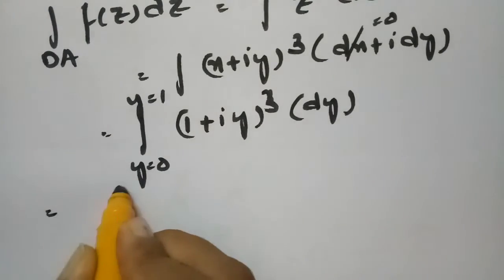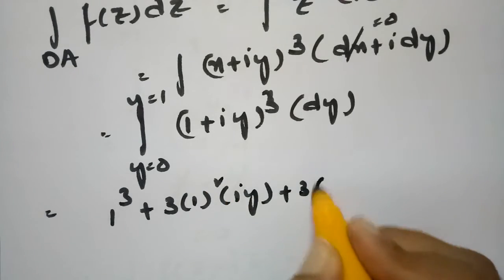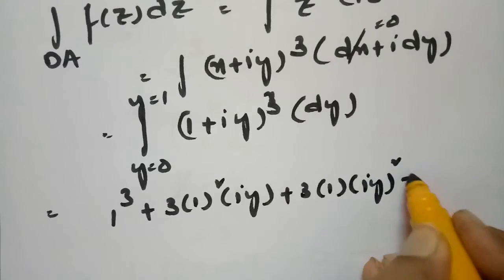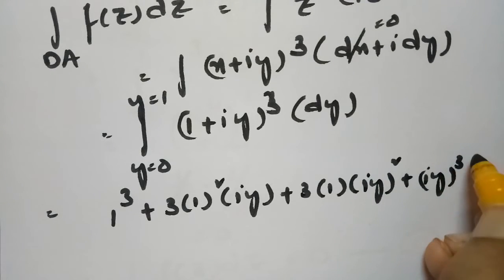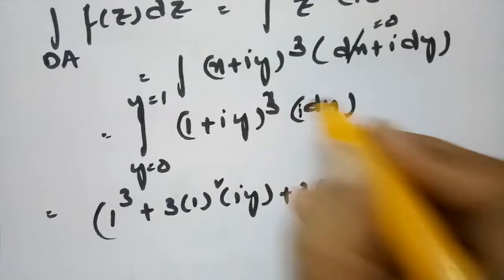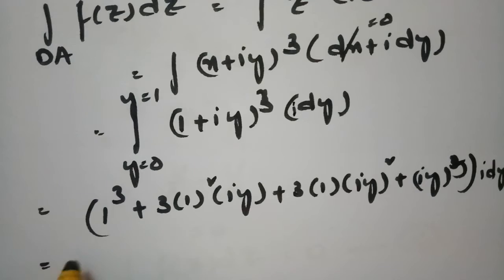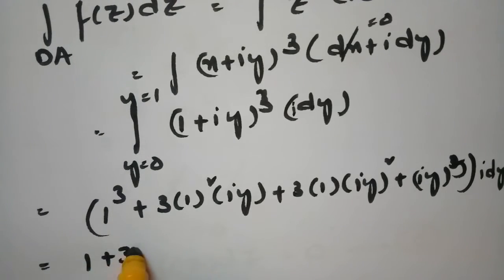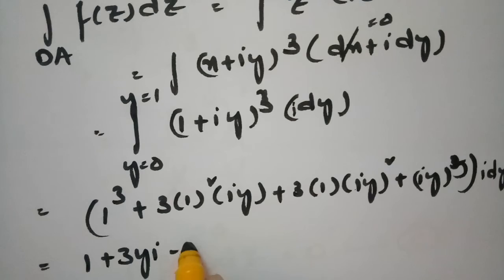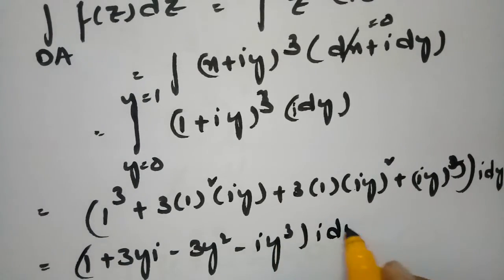So if I expand, this will be a cube plus 3a square b plus 3a into b square plus b cube, into i dy. So this value is 1 plus 3yi, i square, this is minus, and this value is 3y square, i square, this is minus, i remains, y cube, into i dy.